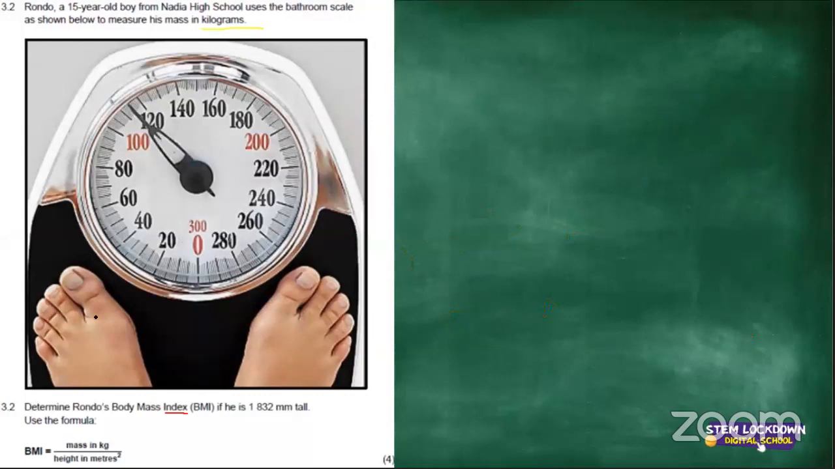The question says, determine Rondo's body mass index, BMI, if he is 1,832 millimeters tall. Use the formula. Here, let me just make things easy for you, in case you cannot see the height. I'm using my mouse. The height is 1,832 millimeters.